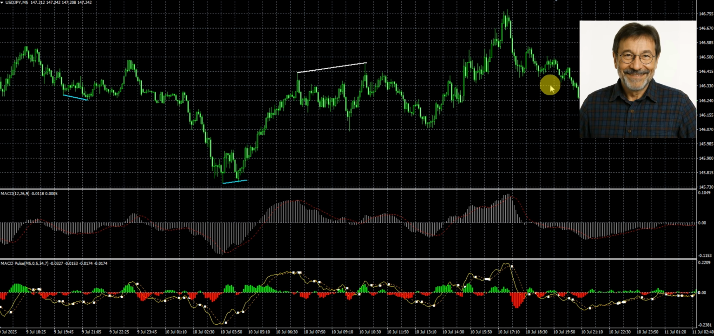Trend slowing. Histogram shrinks, lines come closer. It's like a car losing speed. It's better to wait before entering.